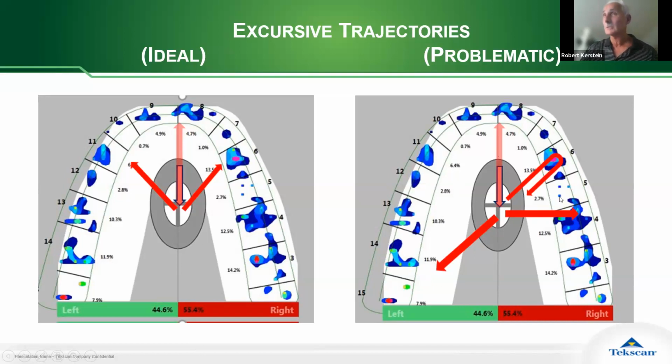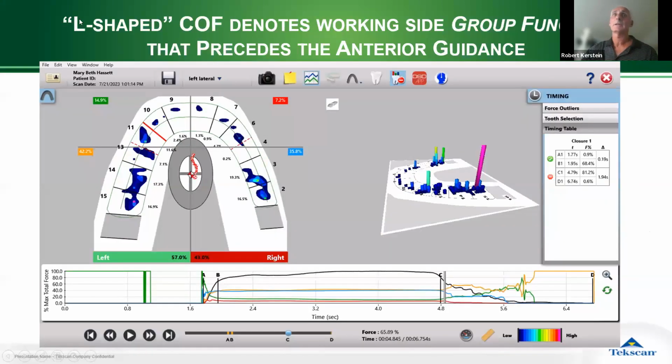So you can use a bad COF trajectory diagnostically to say to the patient, your back teeth are rubbing together too much. You should have much more control over your front teeth. So let's look at some examples of that. Okay, the L-shaped center of force. An L shape always denotes working side group function.